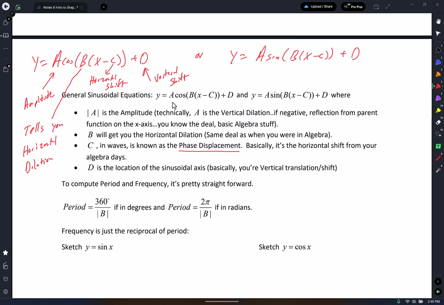Okay, nothing crazy. I tell you details here, guys. A is the amplitude. Technically, it is the vertical dilation. If negative, reflect from the parent function over the x-axis. B is the horizontal dilation. C is phase displacement. D is the location of the sinusoidal axis. And then, of course, here it says period is 360 divided by B, because the period of a unit circle is 360 degrees, like one revolution is 360. One revolution in radians is 2 pi. So from that, you can tell that B is 360 divided by period, if in degrees, or 2 pi divided by period, if in radians.